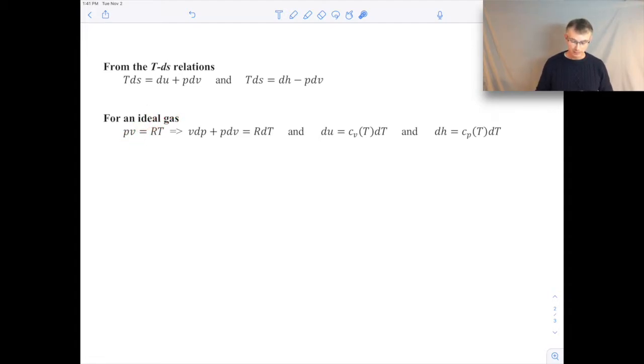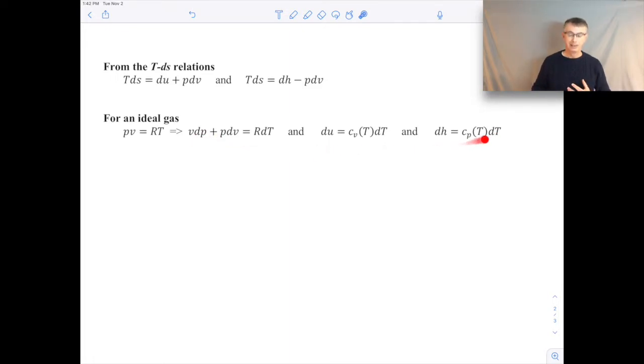We have, of course, the ideal gas law, which we can differentiate both sides to get this kind of expression. We have a couple of other expressions that relate properties. So this one relates the change in specific internal energy to temperature. The Cv here is the specific heat at constant volume. That's in general a function of temperature. And then here we have specific enthalpy is equal to the specific heat at constant pressure, which is in general a function of temperature, times small change in temperature.